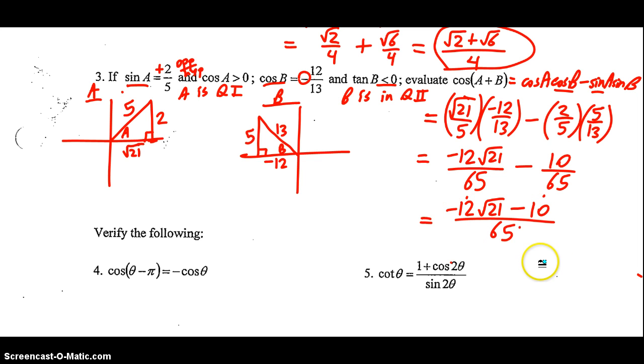Notice, did we actually figure out what A and B were? No, we didn't need to. All we needed to know were some of these values, right? What were cosine of A, cosine B, sine A, sine B? We just had to figure out each of those individually.